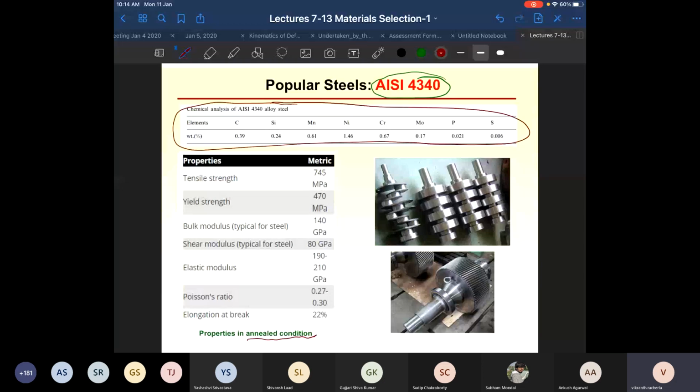Now, what is the advantage of having a material in annealed condition? It is very ductile. The material is ductile, and anything else? What can you say about its yield and ultimate tensile strength vis-a-vis a material which has been quenched and heat treated? What will be the yield and ultimate tensile strength of a material in annealed condition as compared to that in quenched and tempered condition? It will be lower. It will be lower. Very good.